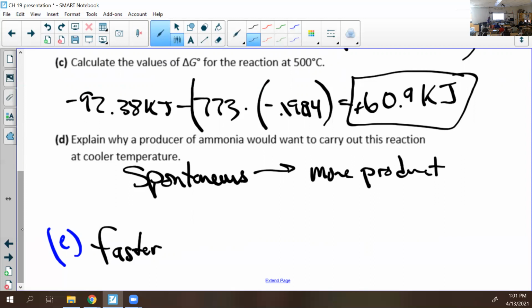Spontaneous, but slow. So what the ammonia producers do is they sacrifice product to increase the speed. Because they don't want to wait 2 years for this process to happen. They want it to happen now. So they put it under a lot of pressure and a lot of temperature. They take advantage of Le Chatelier's principle to try and cancel out that the delta G is such a slow process. Why would you want to make it? So that we can eat.